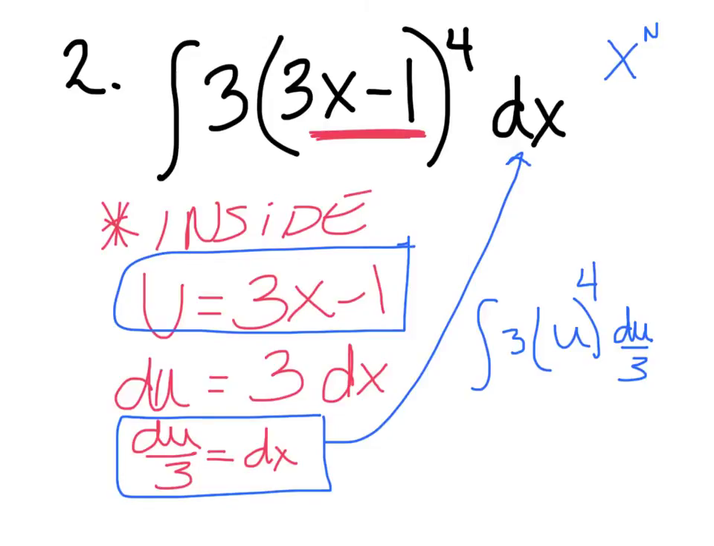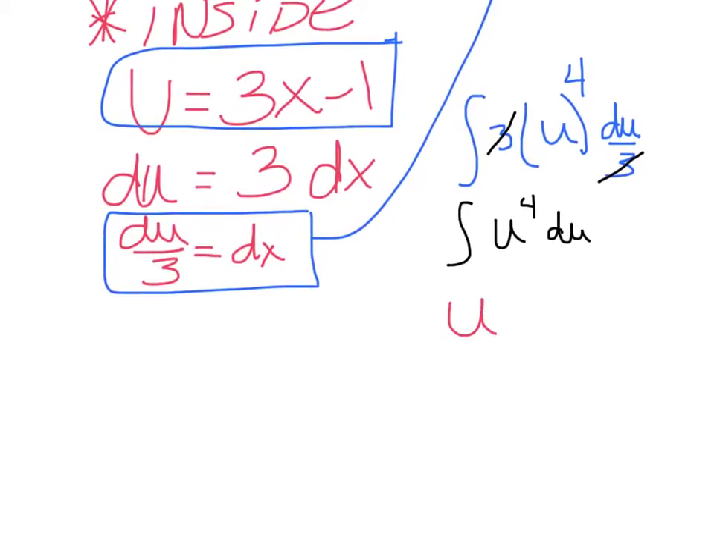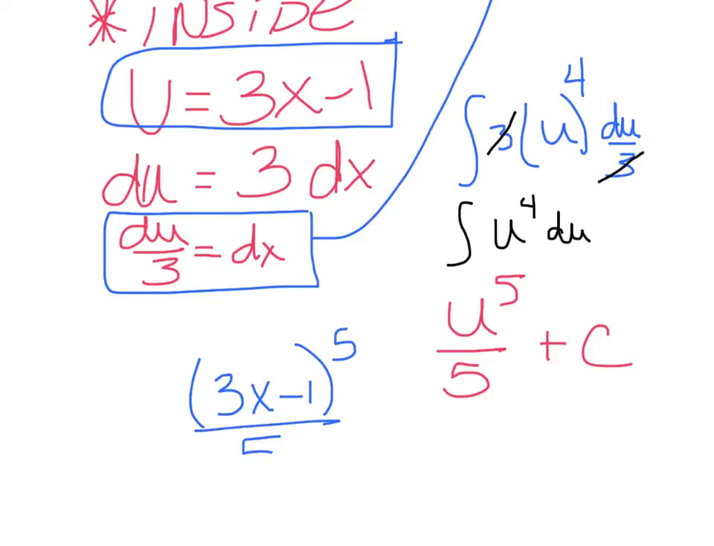Now I'm going to clean up just a little before I integrate. This 3 and this 1/3 are going to cancel, and I'm really just integrating u to the fourth du. Now it's this simple rule where we add 1 and divide. So I get u to the fifth divided by 5 plus c. And just remember, you're not done till you substitute the original back in. So my original u here is this 3x minus 1. So I get 3x minus 1 to the fifth over 5 plus c. And there you have it.